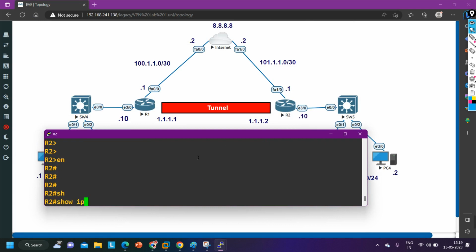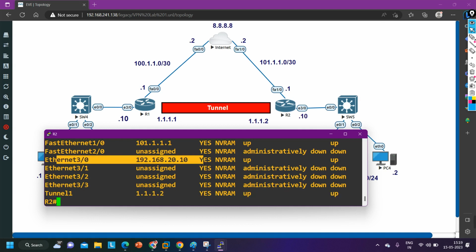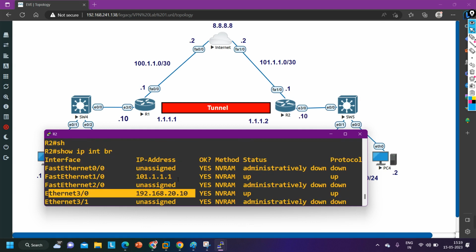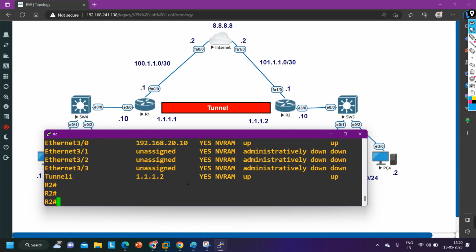So, show IP interface brief. Tunnel 1 IP address is 1.1.1.1 and tunnel 1 is up. The physical interface IP address, that means my LAN interface IP address, is this one, 20.10, and on my outside interface I am running this IP address.